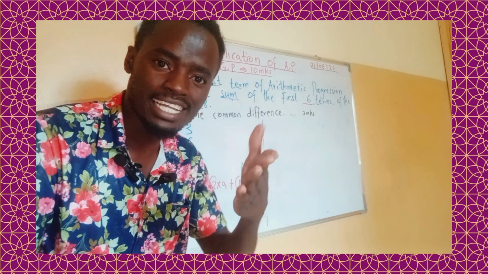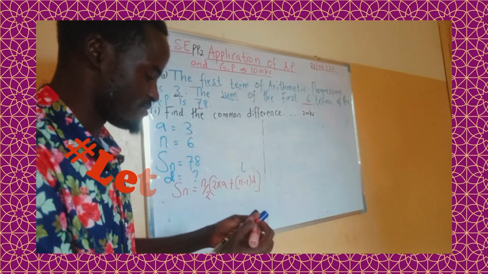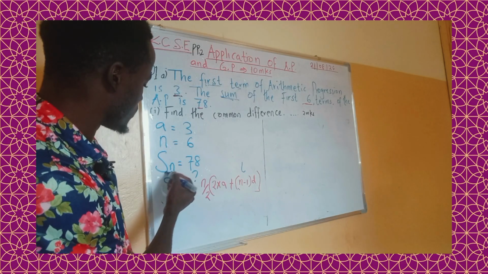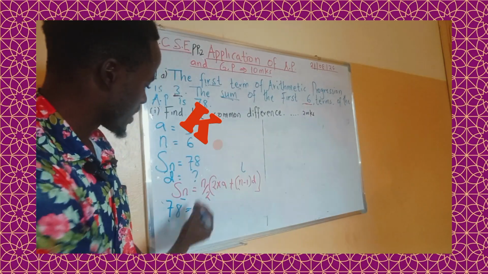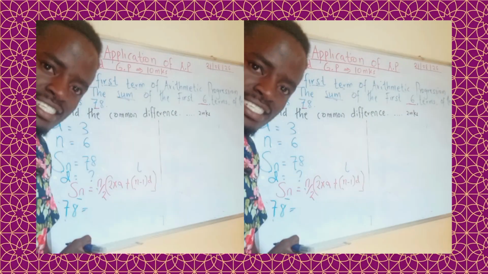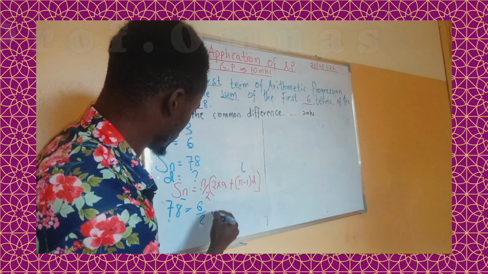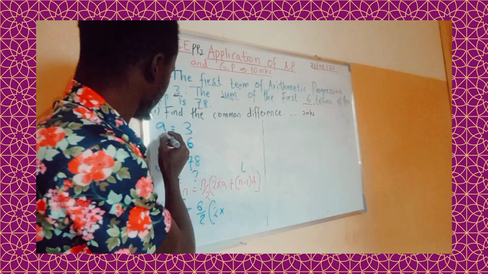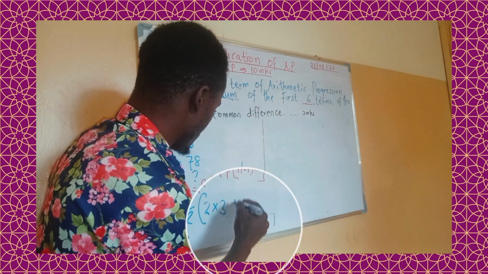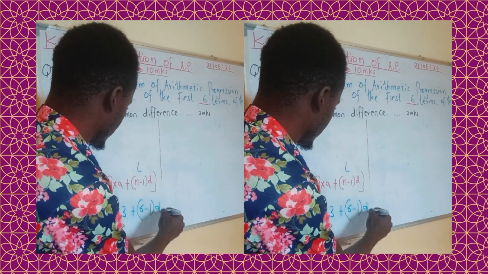What next? Substitute. Very good. You now substitute in your formula. So we go ahead and say Sn, the sum of the terms, which we have been given as 78, is equal to n over 2. N represents what? Number of terms. We have 6 terms. So 6 over 2, then 2 times A, the first term. The first term is 3. Very good. Plus n, 6 minus 1, D. Like that.